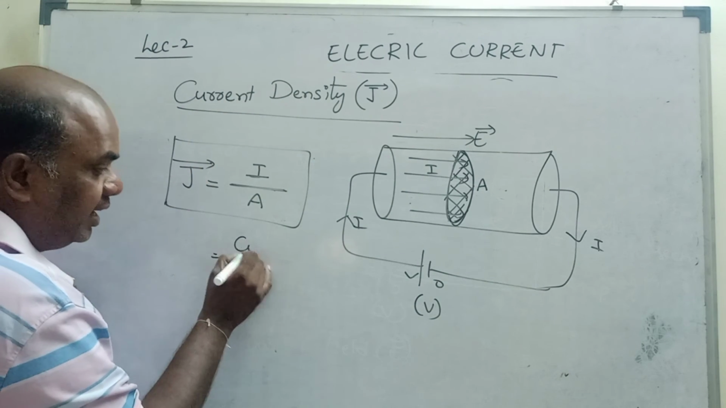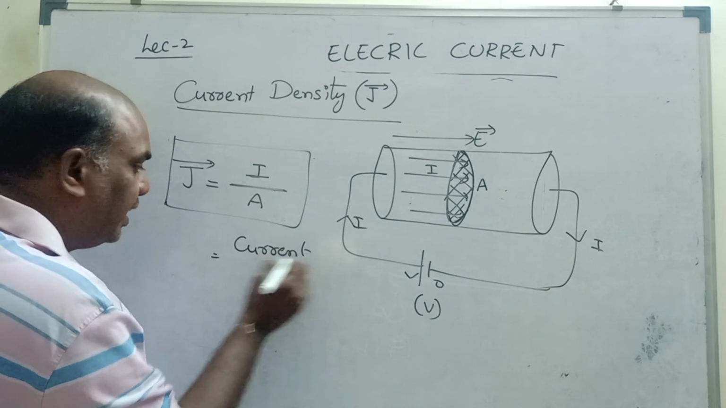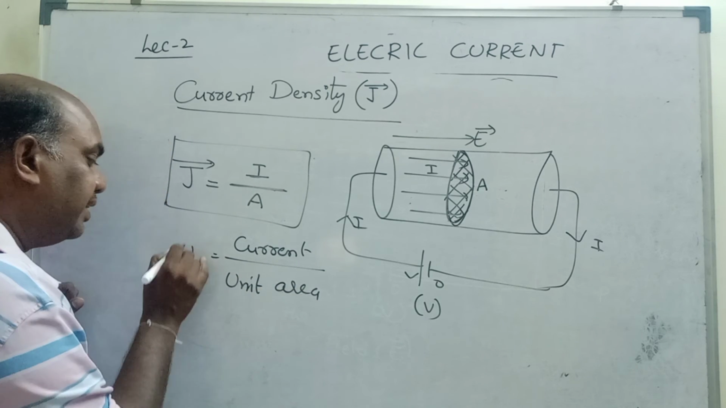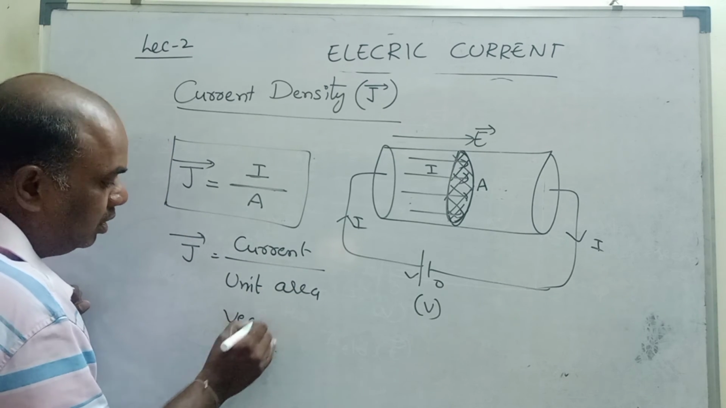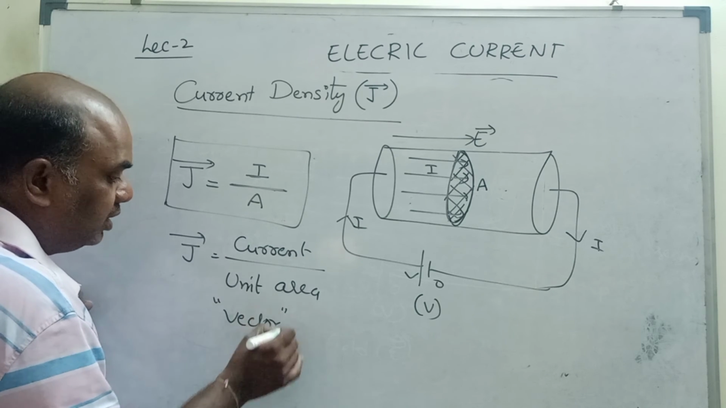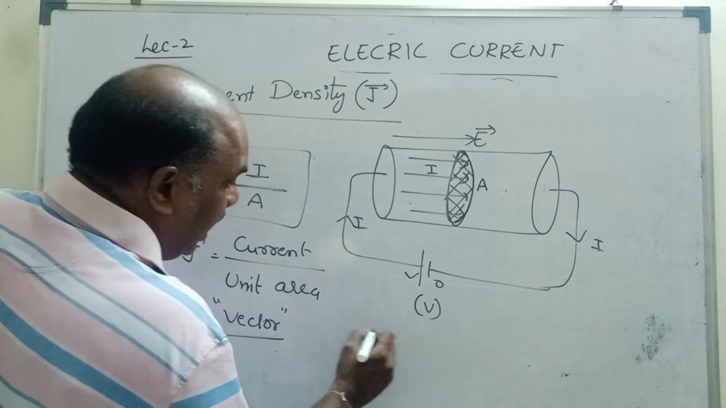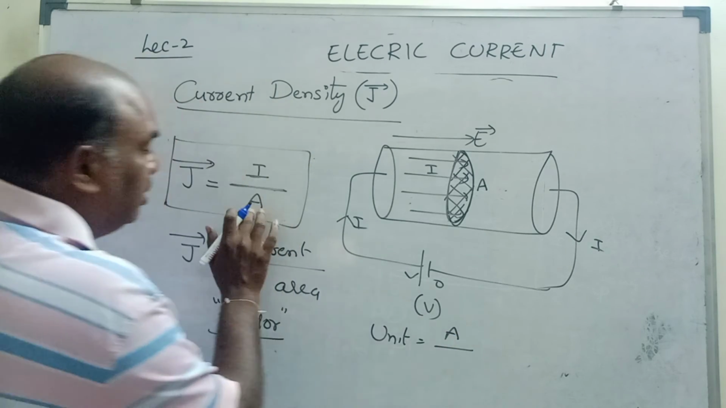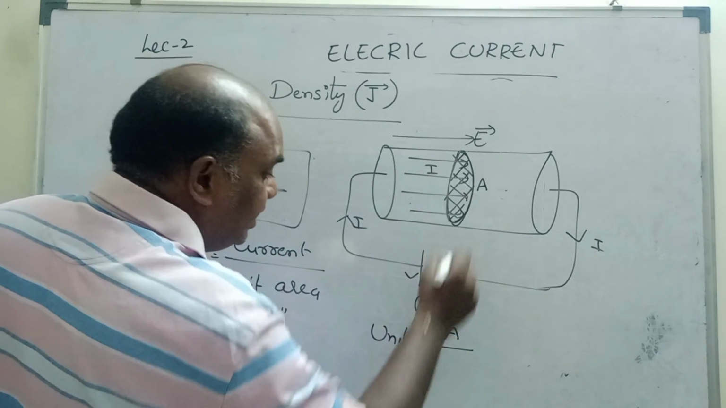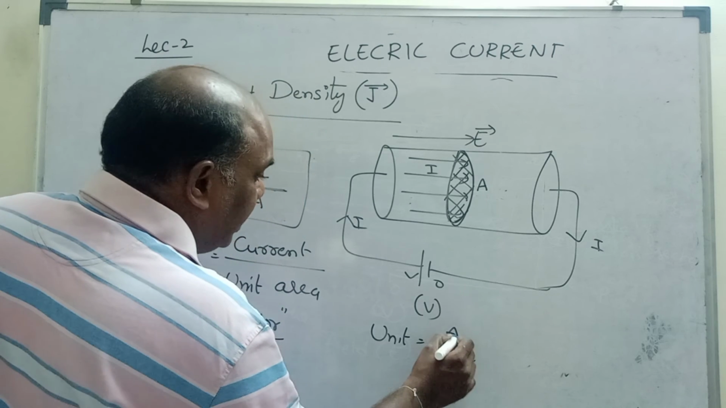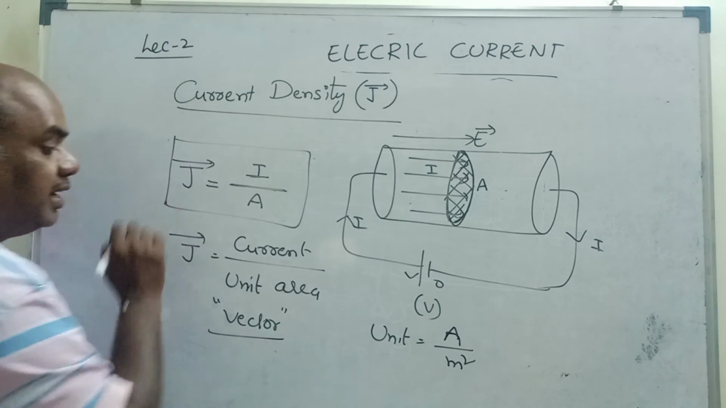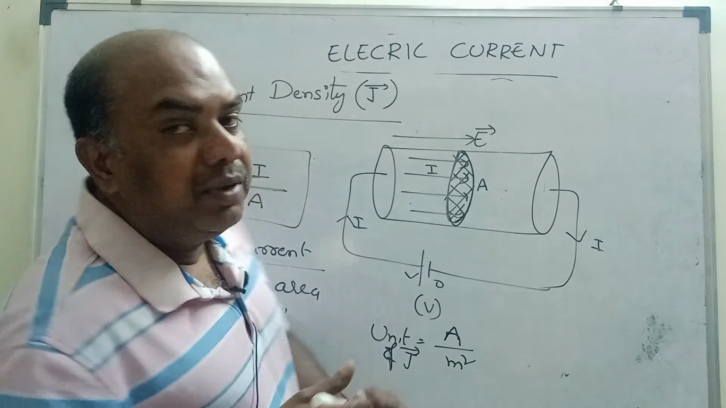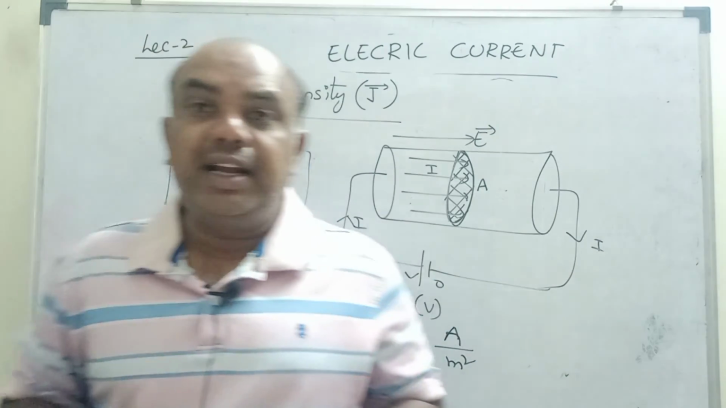Current per unit area is called nothing but current density. Current density is a vector quantity. Sir, what is the unit of current density? Current unit is ampere, very simple, children. Area is nothing but length into breadth, meter square. Ampere per meter square is the unit of current density. Remember, children, ampere per meter square is the unit of current density.